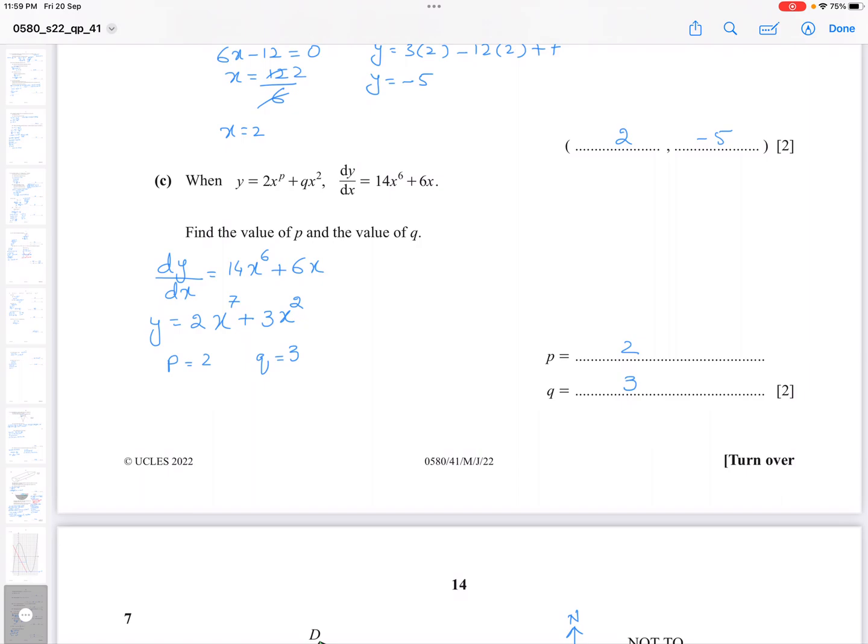Now the second part, in dy by dx there is written 6x. So if there would be 3 with x and the power should be 3, and their coefficient would be 1, so you bring down 3 and subtract 1 from 3, you get 2. So you get 6x squared.